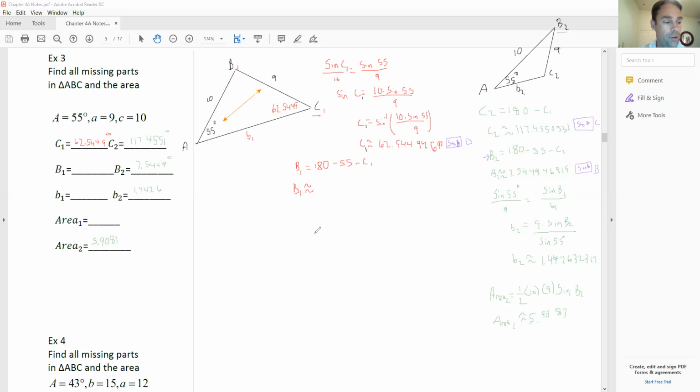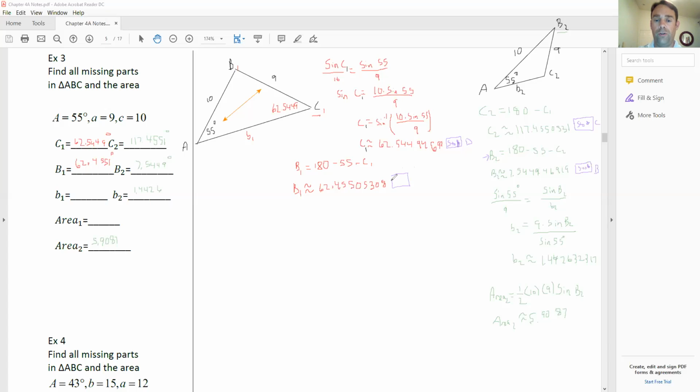So B1 would be 62.45505308. So that means this, and I'm going to save that now. Now notice, even though this is B, I can either choose to do a different letter here. And for some of you guys, you might want to do that. It really depends on you.